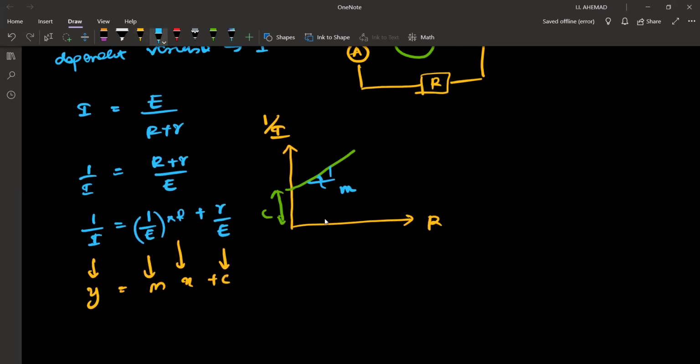Intercept c is equal to r over E. Gradient, sorry, that's the gradient, right? Gradient is 1 over E. So E is equal to 1 over the gradient. Look at the intercept. We have c is equal to r into 1 over E. So 1 over E is the gradient. Then r is equal to intercept over the gradient. Okay, then we can determine the internal resistance and the EMF.